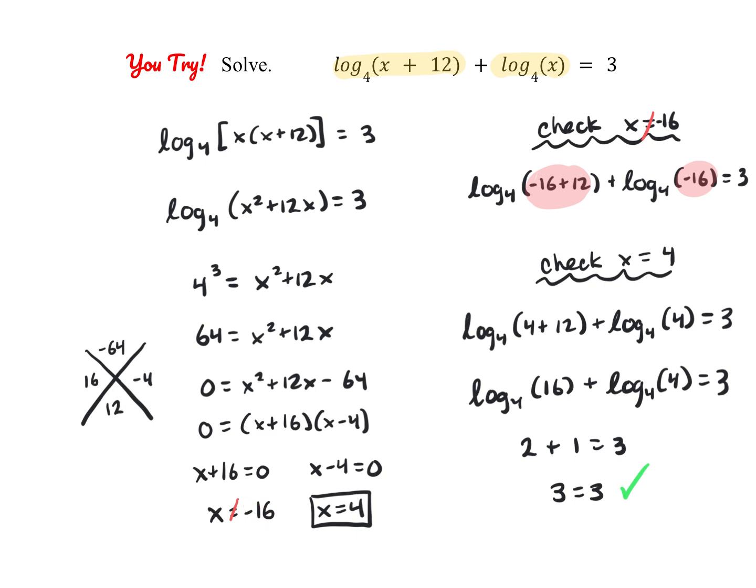So here negative 16 gives us an extraneous solution because we get a negative inside our logarithm, but positive 4 gives us a valid solution. So this is our only answer.